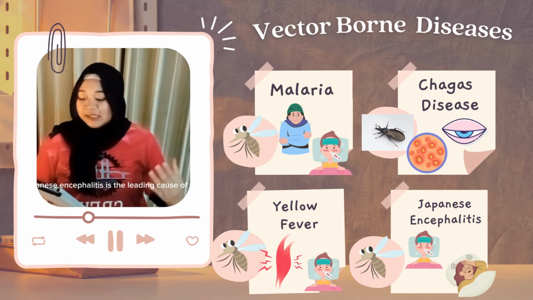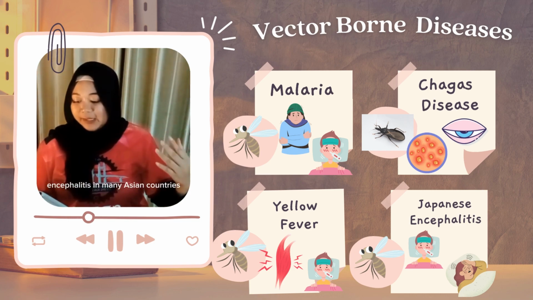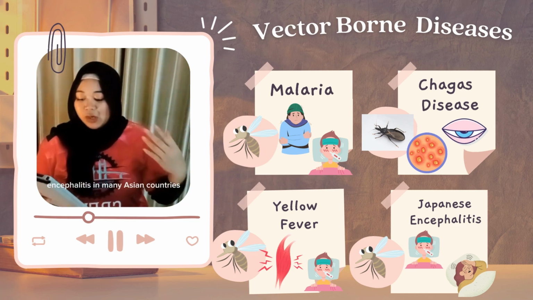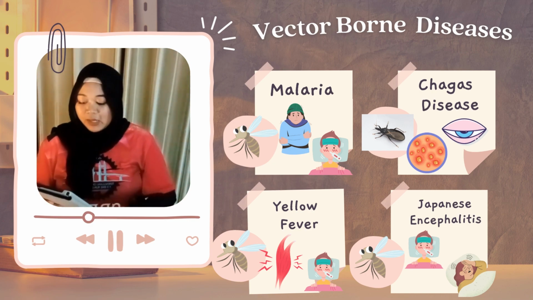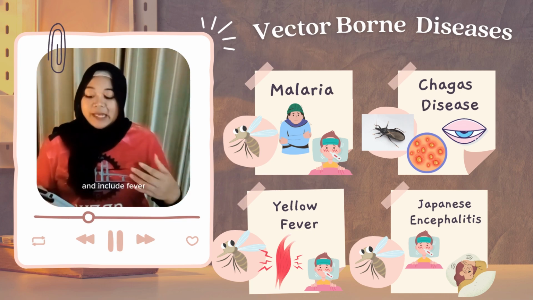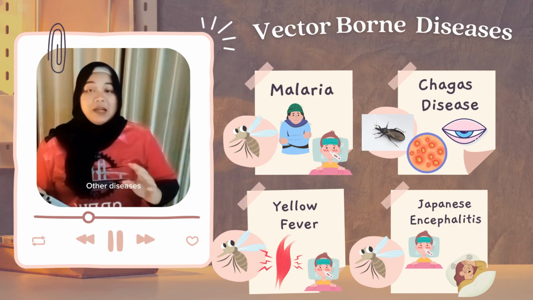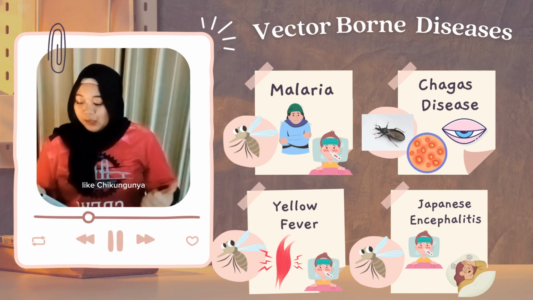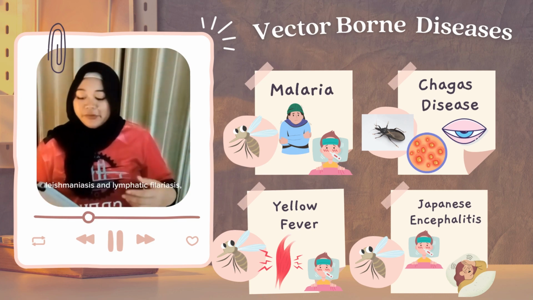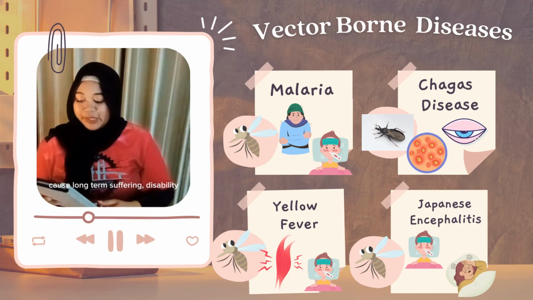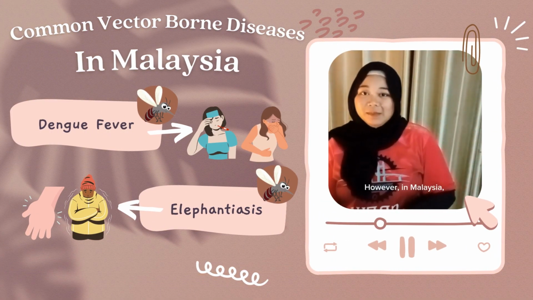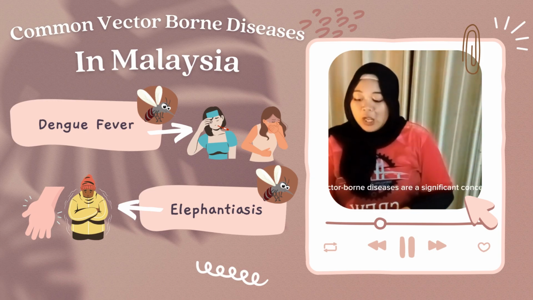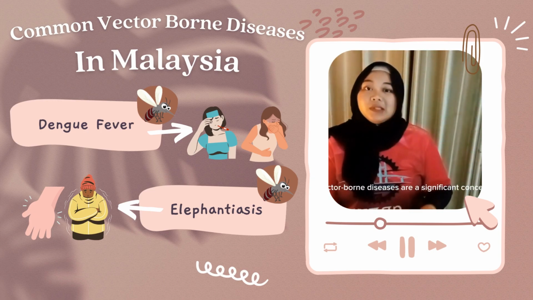Japanese encephalitis is the leading cause of viral encephalitis in many Asian countries, with thousands of cases reported each year. Symptoms are usually mild and include fever and headache. Other diseases like chikungunya, leishmaniasis, and lymphatic filariasis cause long-term suffering, disability, and occasional stigmatization. However, in Malaysia, a tropical country, vector-borne diseases are a significant concern.